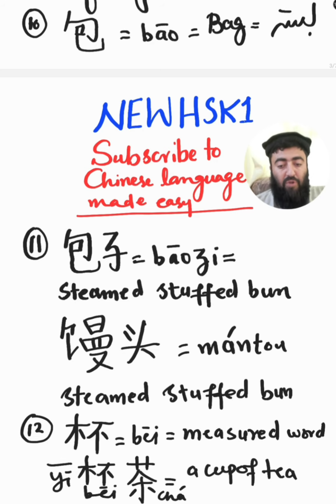If you want to count something in Chinese language, it is not that simple. You need to use a measure word for that, and this measure word is used for certain containers of liquid, like cup or glass, such things. For such things, if you are counting, then we will say bēi. Yì bēi chá, a cup of tea. Okay, so this is how we say it.